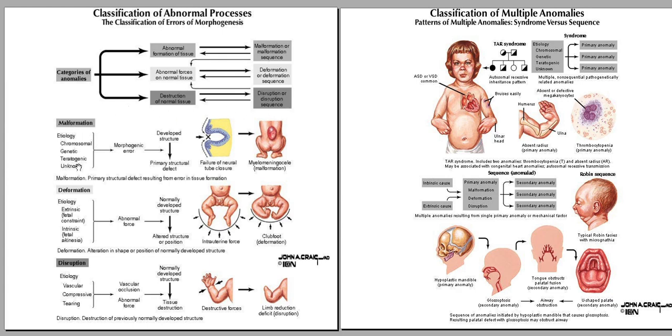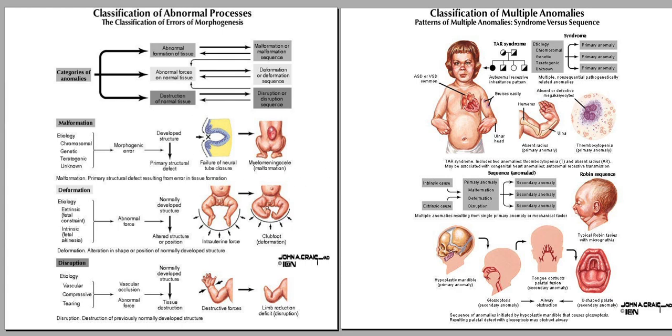Alright, so with the malformations, as for the abnormal tissue formation, let's look at something here. It could be a morphological error in developmental structure. There's a primary structural defect, failure of the neural tube to close, and that could lead to myelomeningocele. That's what you can see over here. As a malformation, the etiology is usually chromosomal, genetic, teratogenic, and also idiopathic, unknown. So the primary structural defect forming an error in the tissue is seen in myelomeningocele.